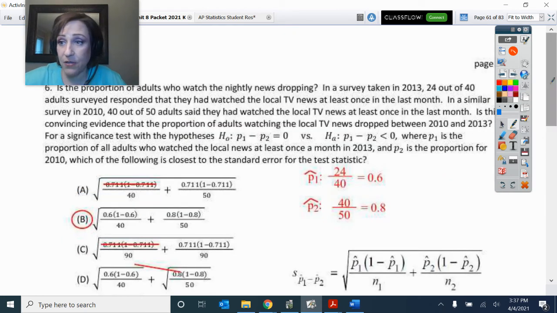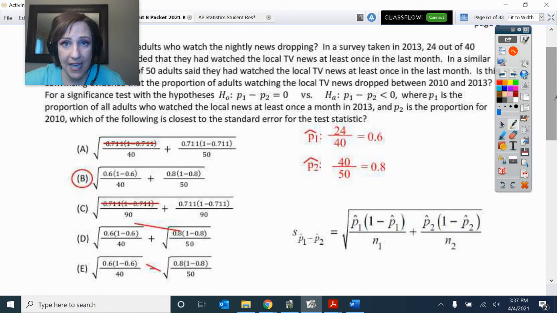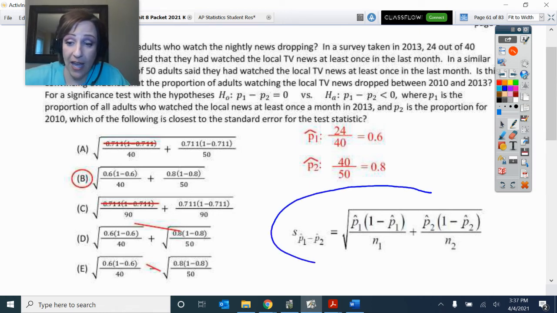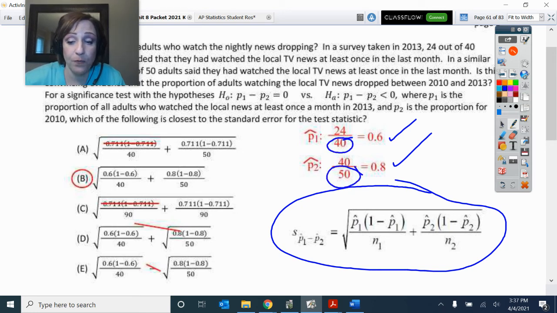All right, number 6. So this was one where you were identifying the calculator. Copied this from the formula chart. So you just knew what was the sample p1 and the sample p2, and of course the sample size for 1 and 2, and you filled everything in appropriately. And there they were, it is B.